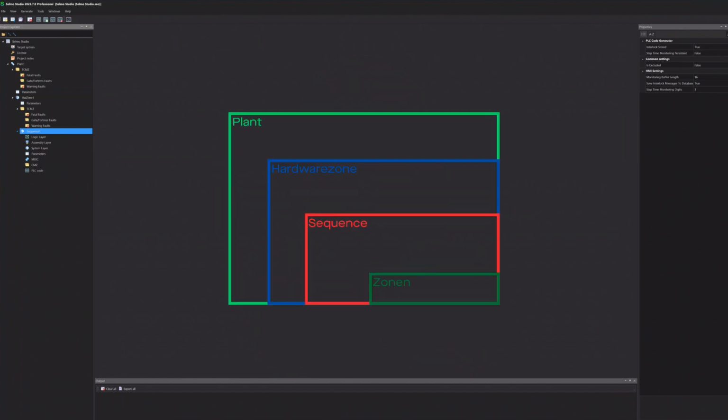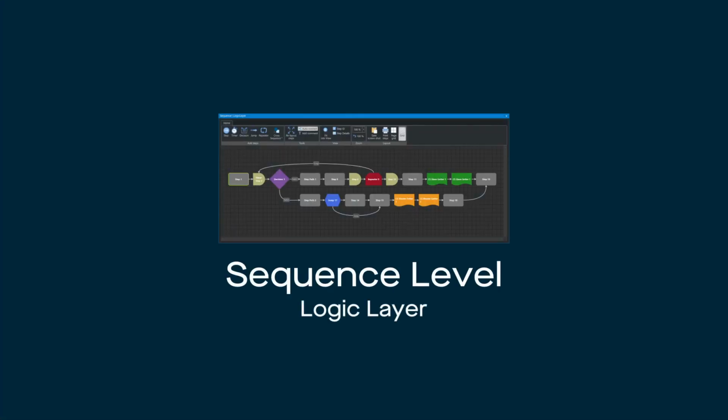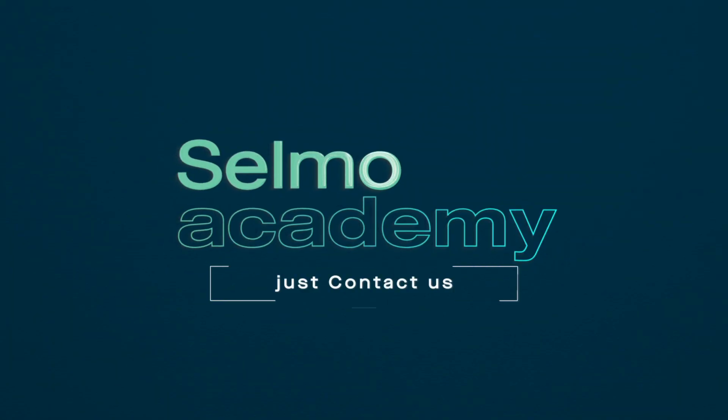The elements of plant, hardware zone, and sequence. Each level of a Selmo project has certain properties and functions that apply in the effective area. The system structure is always the same. In the next videos, the sequence level will be explained.